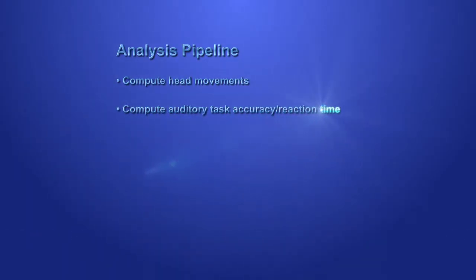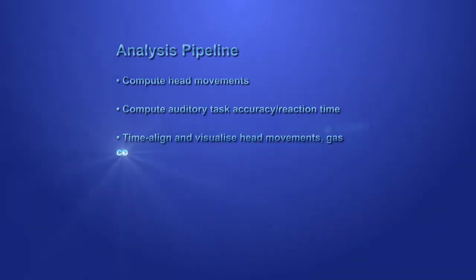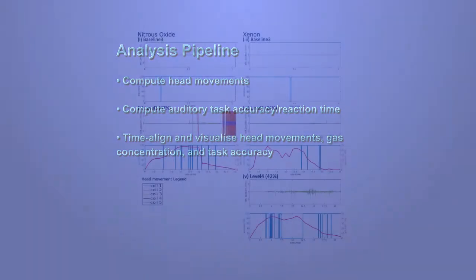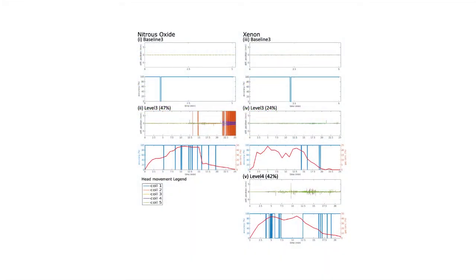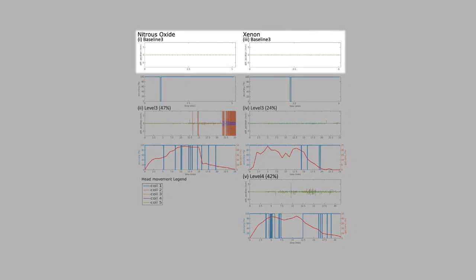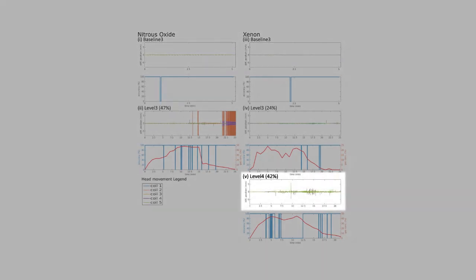Auditory task accuracy and reaction time are then computed and visualized time-aligned with the head movement and gas concentration time series in order to assess data quality before further processing the EEG and MEG data. Time alignment of the data is based on recorded trigger times. Typically, head movement will be minimal during baseline conditions, while more movement tends to occur at the higher gas levels associated with more dissociated or sedated states.